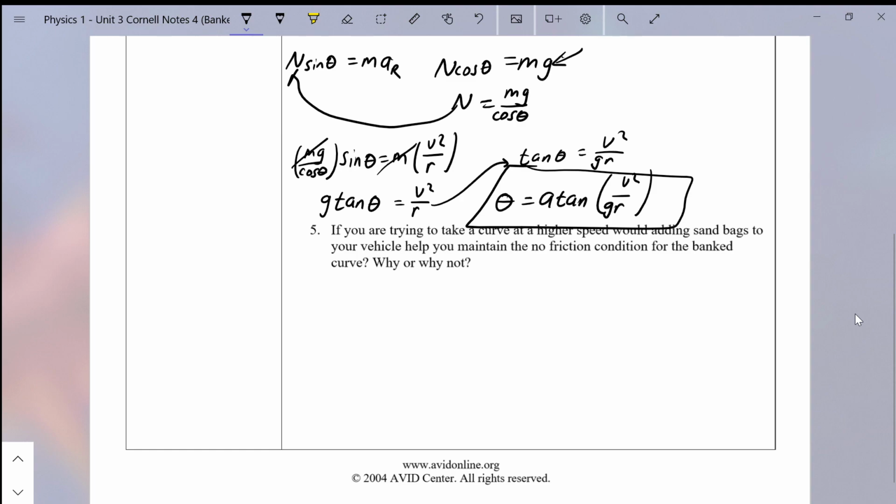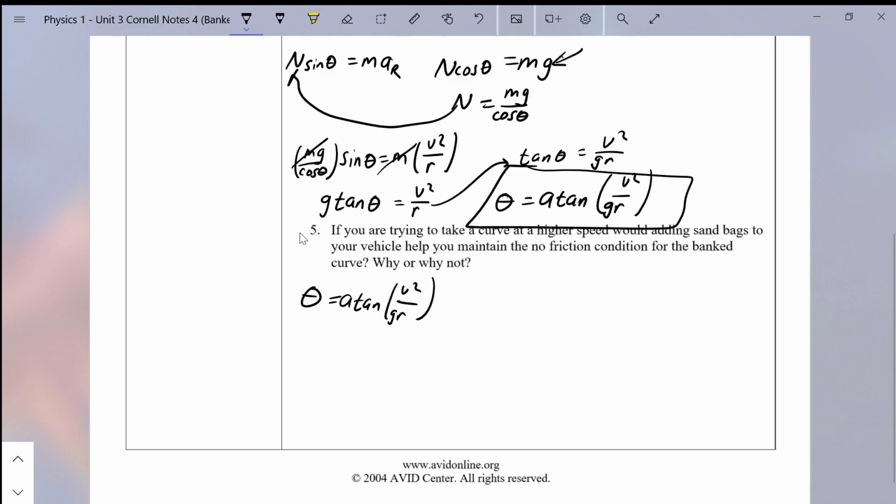This one takes a little bit of thinking, but if we just look back to the previous problem we did, we see that our angle theta for a zero friction condition is equal to the arc tangent of v squared over g times r. So really, when we do these banked curve problems, the important things are the maximum velocity you can travel to keep that no friction condition, the radius of the curve, and the angle that banking is done at. Anything else isn't really important.